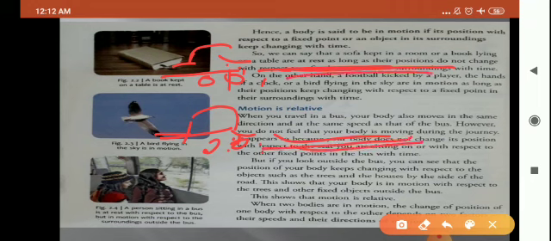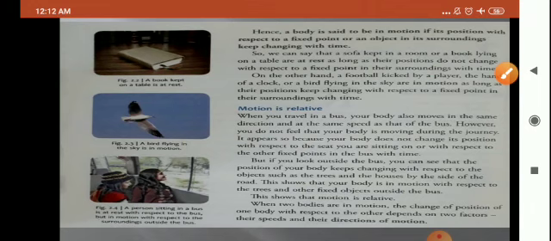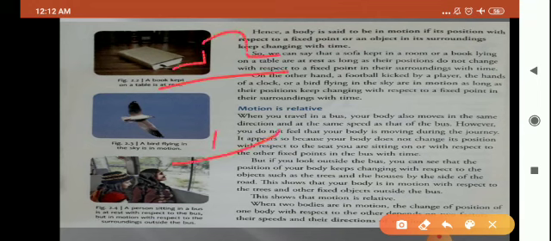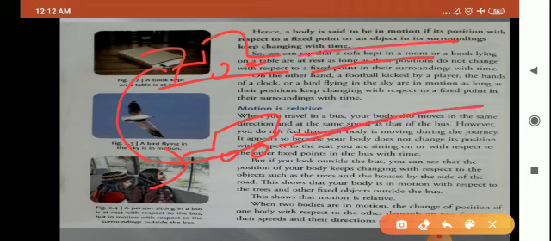Yes or no? So, when two bodies are in motion, the change of position of one body with respect to the other body depends upon their speed and their direction of motion. Okay, children? So, I suppose, children, I am clear to you. This is the first part of this chapter. And if you read this in your book, it will be more clear to you.